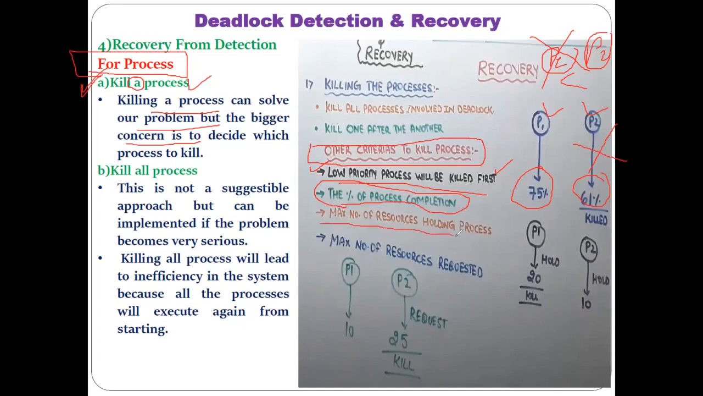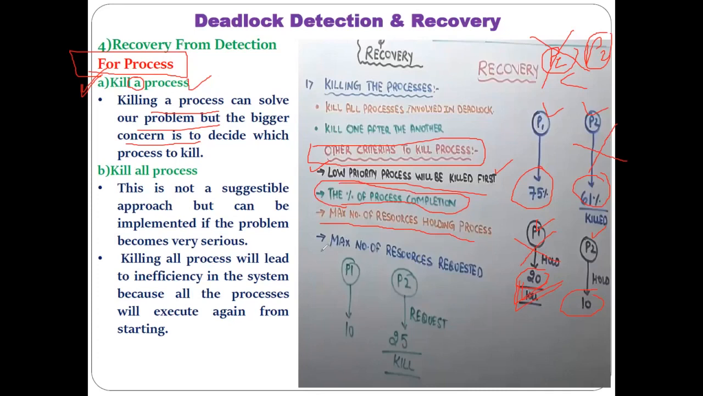Then the third criterion to decide which process to be killed first is the maximum number of resource holding process. If there are two processes P1 and P2, P1 is holding how many resources? 20, and P2 is holding how many resources? 10. Then which one to be killed first? P1 should be killed first because it is holding the maximum number of resources, and if you kill P1, the 20 resources can be released, and because of that the deadlock can be recovered as compared with the 10 resources here. So maximum resources can be released if you kill P1 first.